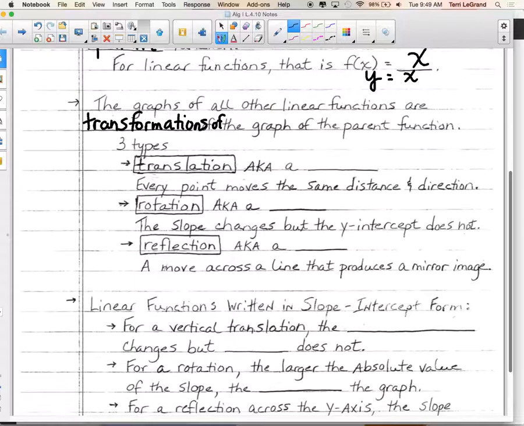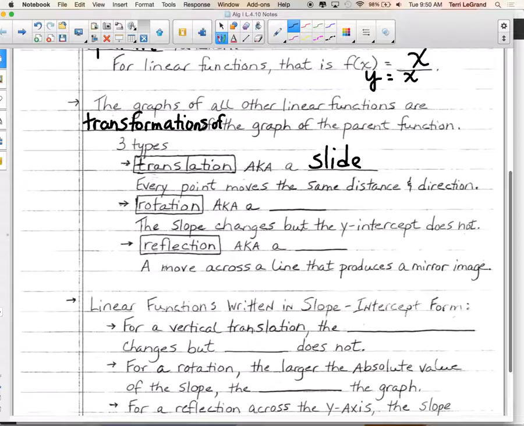So the parent function started the whole thing, and every other linear function has been derived from it, okay? The 3 types of transformations of that linear function that we're going to deal with in this course are translation, rotation, and reflection, okay? What's a translation also known as, aka? A slide, yeah, it's a slide. Every point moves the same distance.